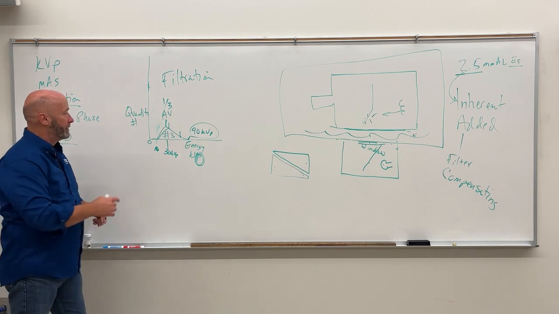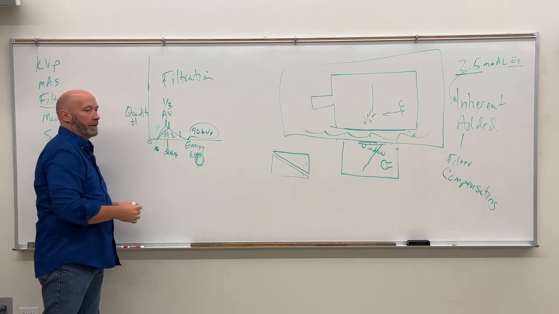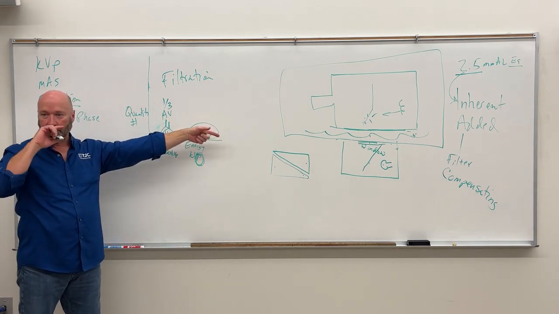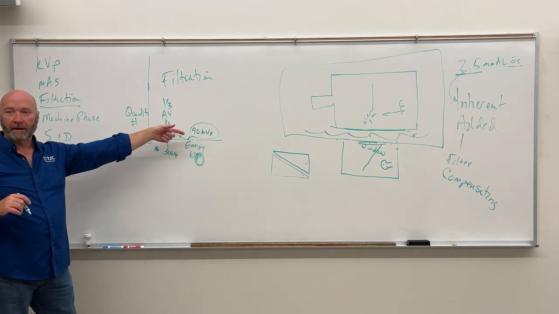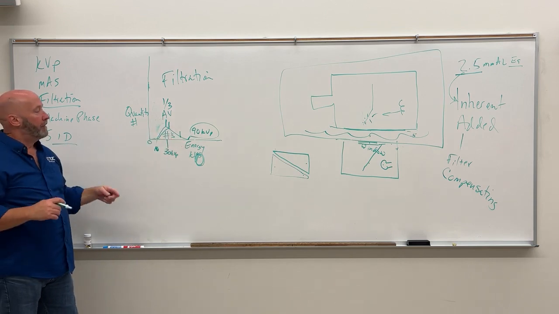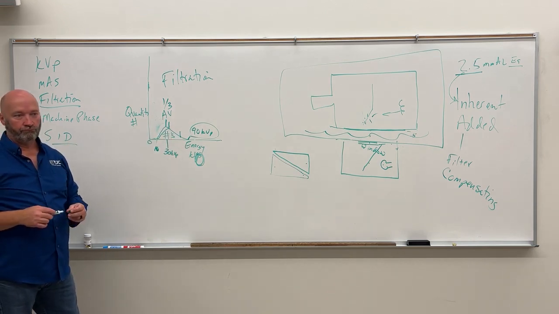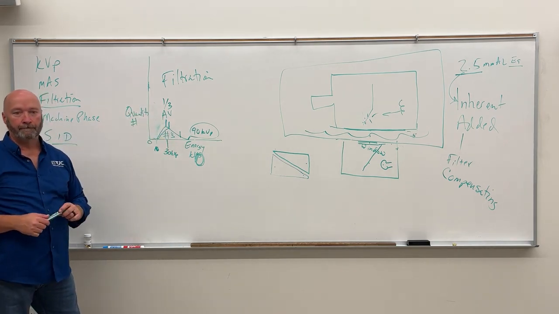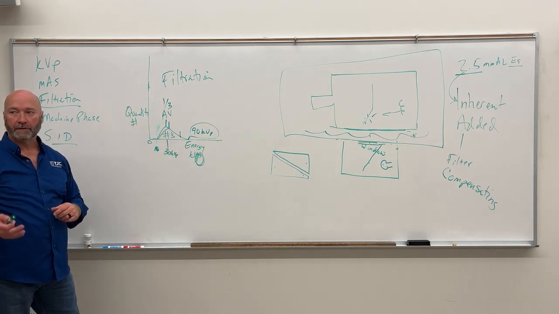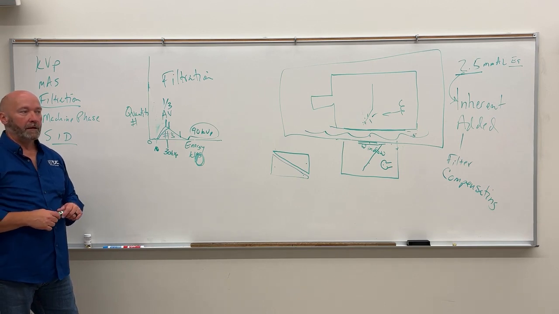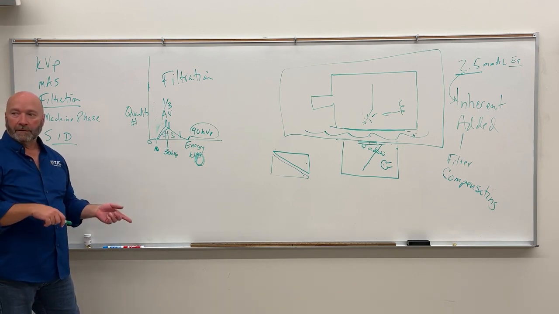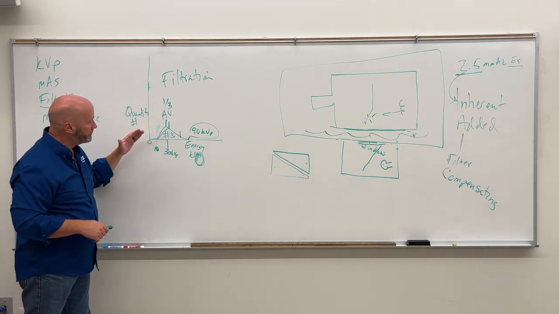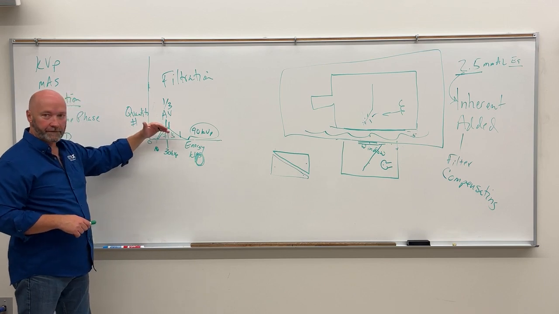If I added more filtration, what happened to my average? Did it go to the low energy side, or did it go towards the high energy side? Went to the high energy side, right? But what did I lose? What does the area under that curve represent? Numbers. It represents numbers, right? So we lost some numbers. We lost low energy photons and even some of our average energies, right?